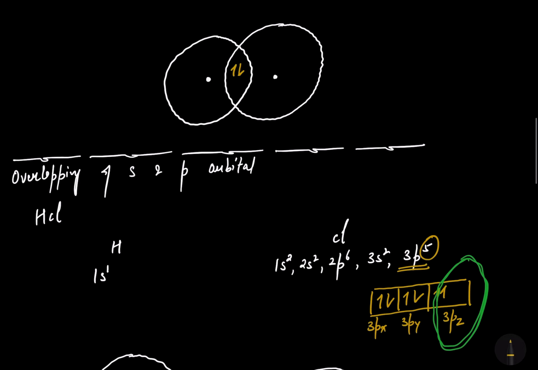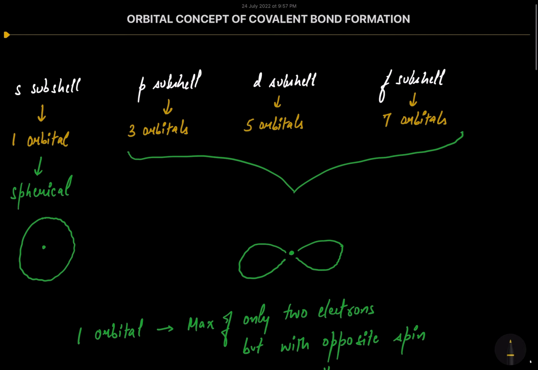So that's all for today. I hope you all understood today the orbital concept of the covalent bond formation, which is going to help you a lot in the further topics of hybridization, valence bond theory, VSEPR theory, and the molecular orbital theory. So that's all for today. I hope you all understood today's lecture.